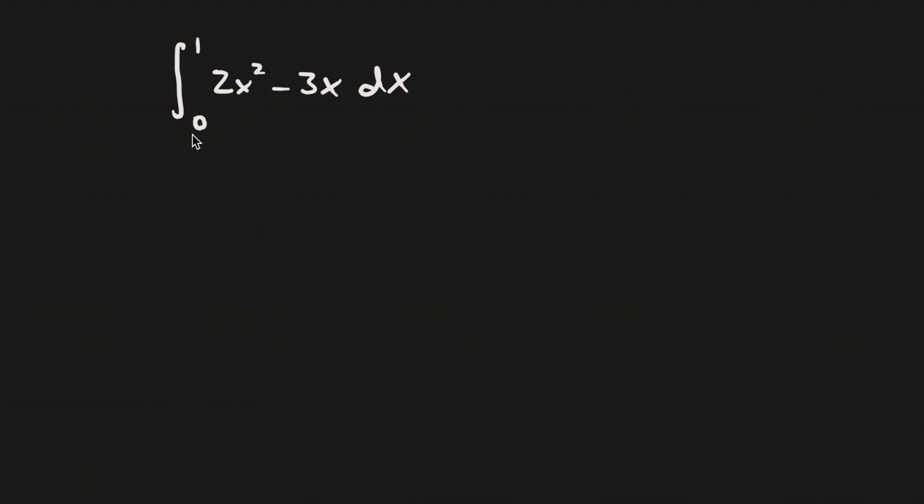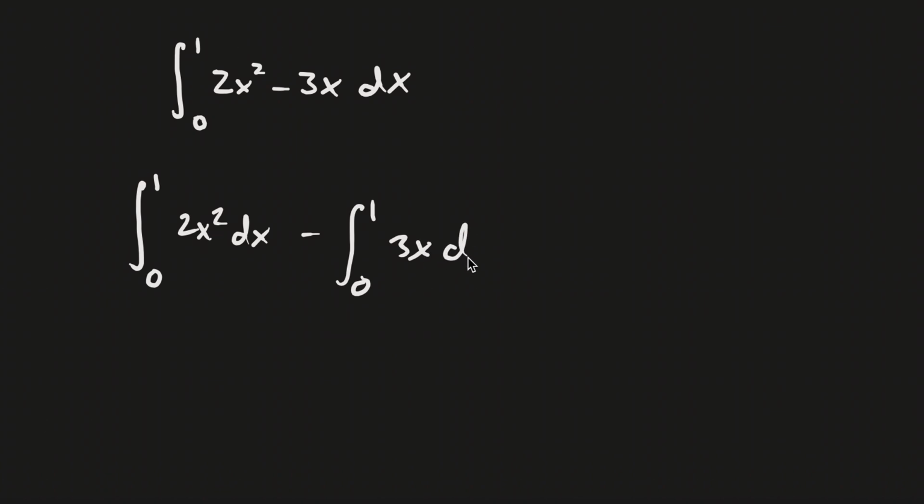Okay, so let me first split this into two parts. This is going to be the definite integral, that was messy, the definite integral evaluated at 0 and 1 for 2x squared dx, and then minus the definite integral evaluated at 0 and 1 for 3x dx.